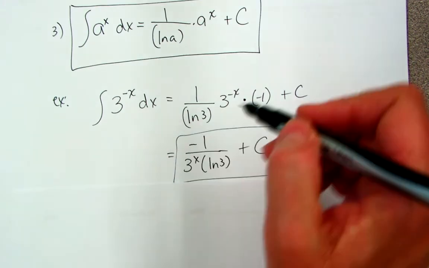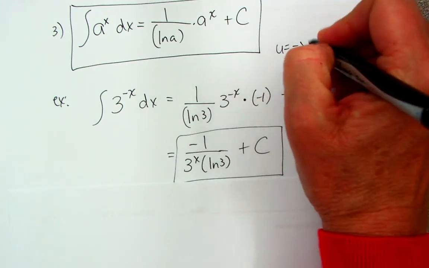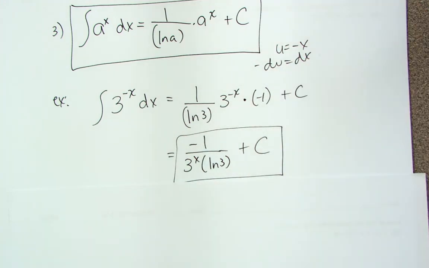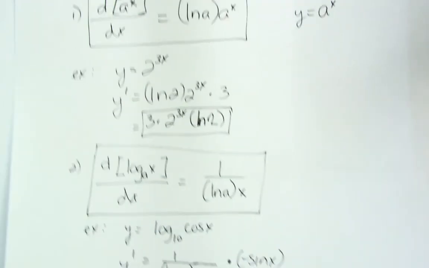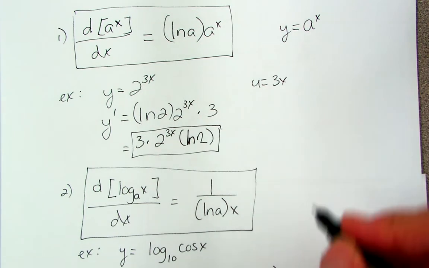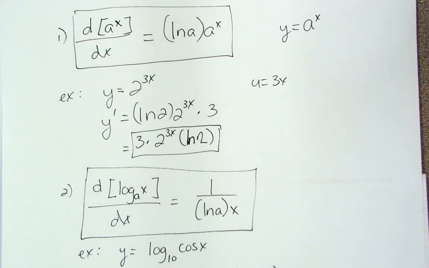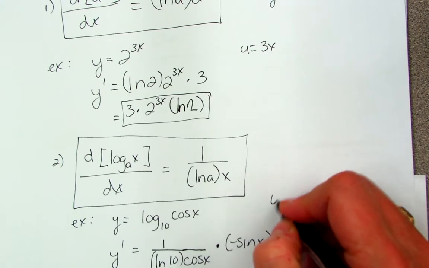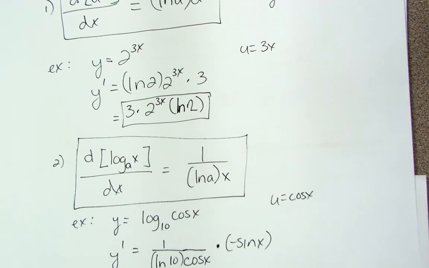What is really going on here is I have a u substitution. I have a u substitution there, and a u substitution here, and a u substitution here.